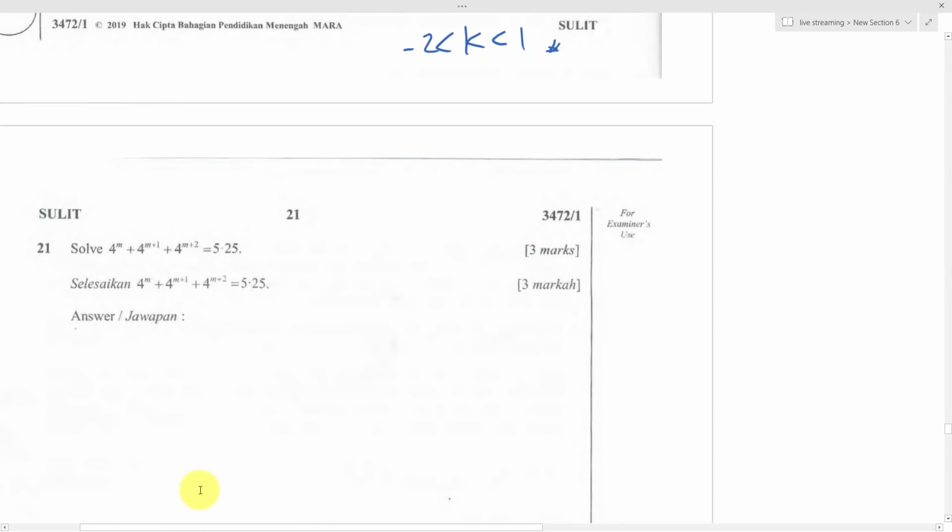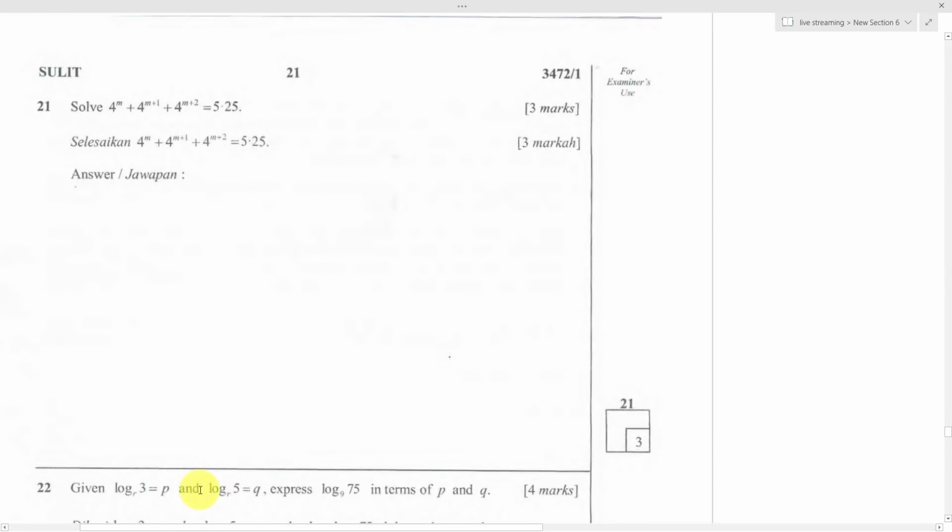Alright, let me move on to question 21. This question is not too hard if you know how to do it. You can separate the answer. Normally I will group them together because it's between, but if you separate, it still makes the same answer, same value. I guess you will still get the full mark.